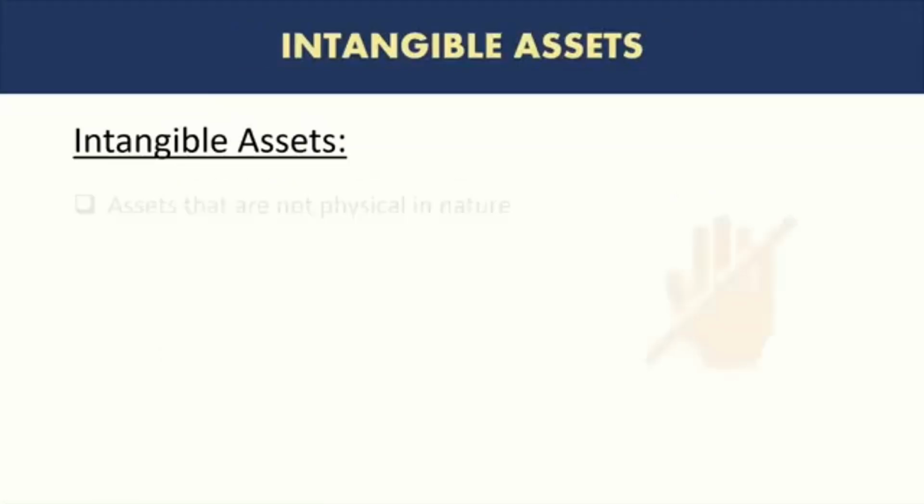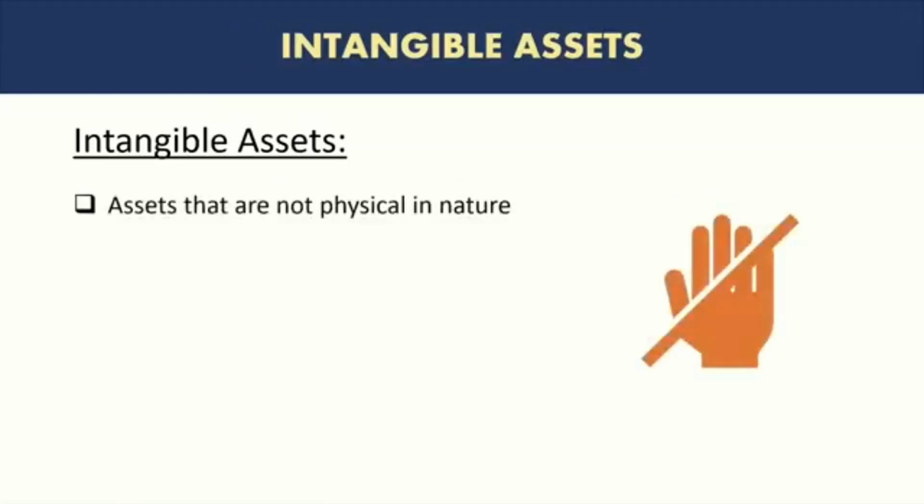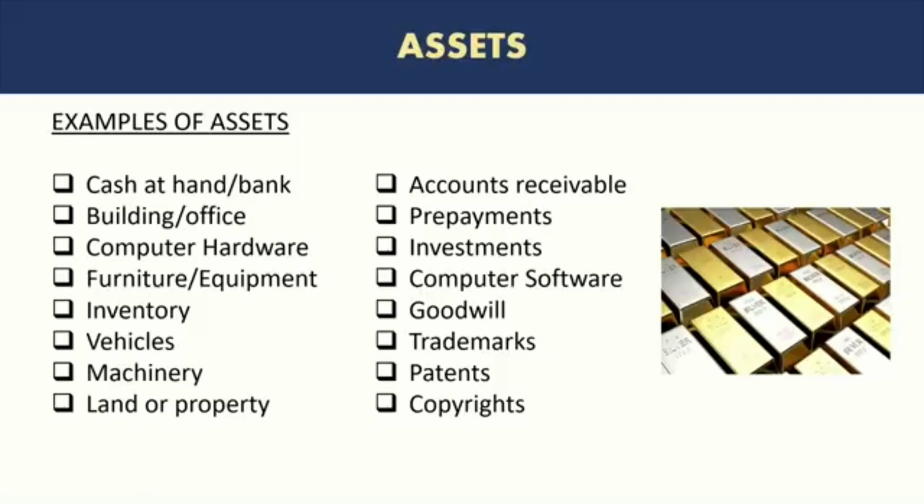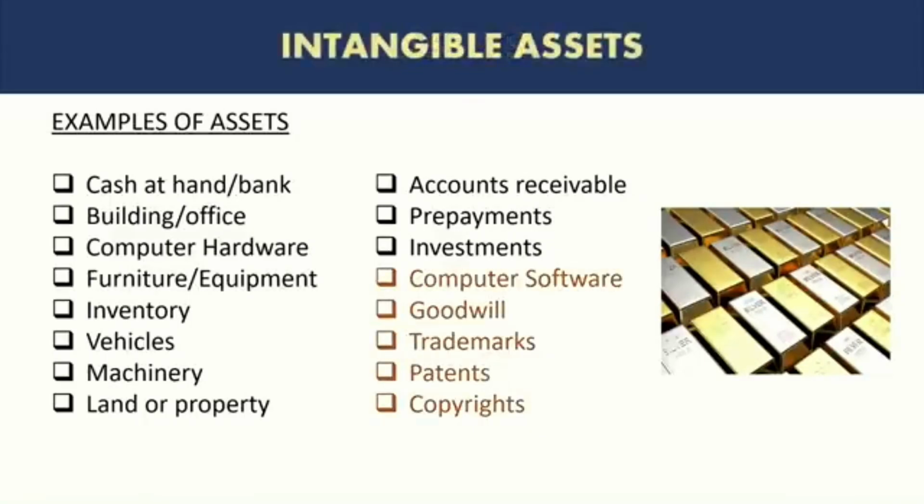Let's look at intangible assets. It depends on whether the assets by nature are physical or not. These assets can be created or acquired. However, created intangible assets have no book value. Intangible assets can be definite or indefinite, which means that they can have a fixed or defined period. They could also have an indefinite or undefined period. So going back to our list of assets again, the examples of intangible assets are computer software, goodwill, trademarks, patents, and copyrights. And as you can see, all of them are pretty much non-physical in nature. That's why they are considered intangible assets. The current and non-current distinction will really become important when we look at financial ratios.